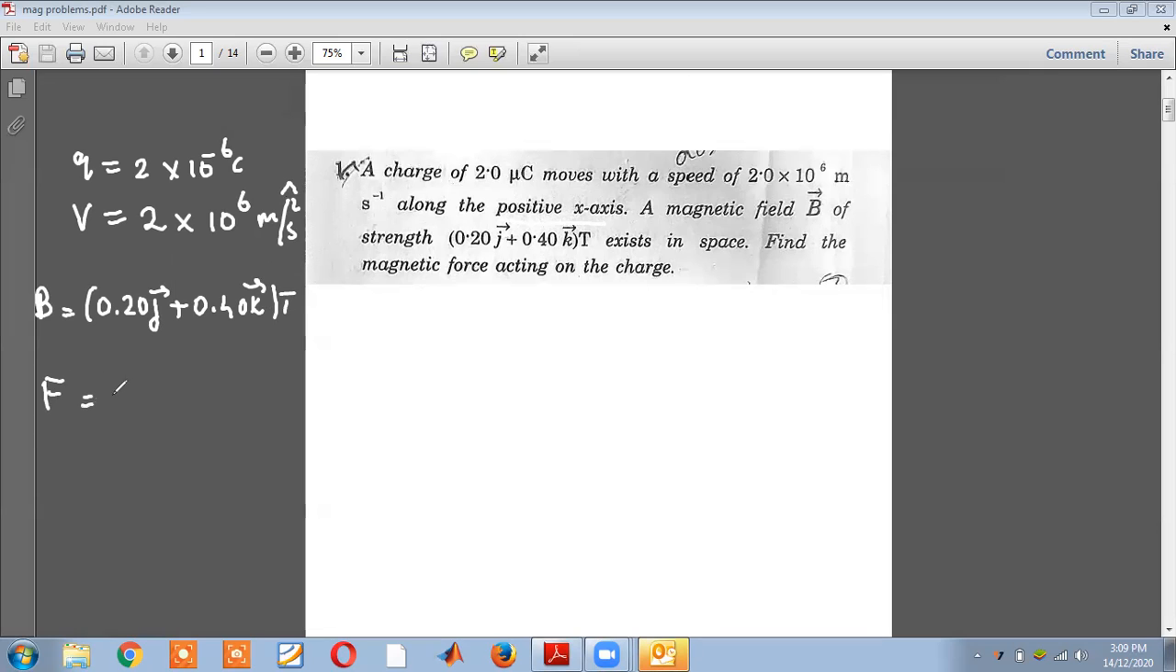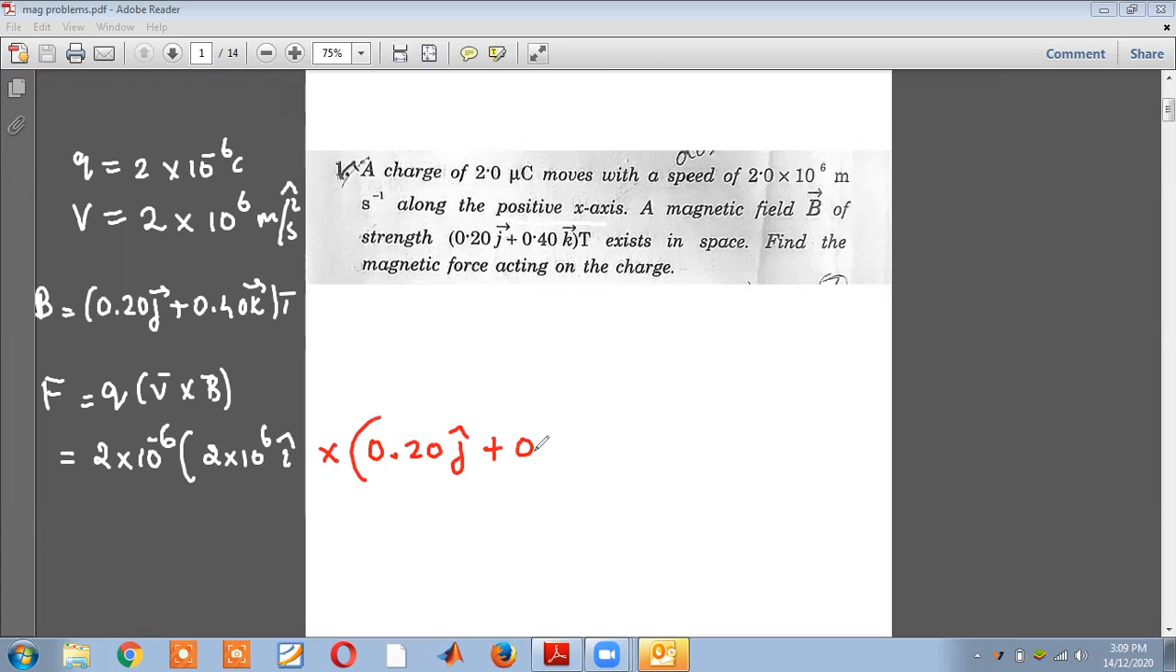From the Lorentz force law, we know that F = q (v vector cross B vector), right? So let us substitute the values. The charge is 2 × 10^-6. The velocity is given as 2 × 10^6 i cap. Let me use a different color. Then the cross product with 0.20 j cap plus 0.40 k cap. So this is what the magnetic force is. Now, you know the vector product, so just multiply it and you can get the answer.